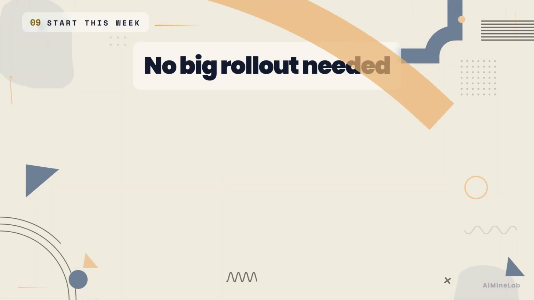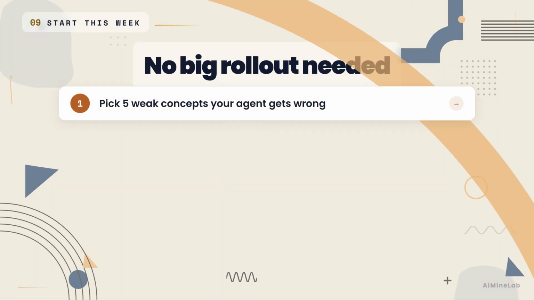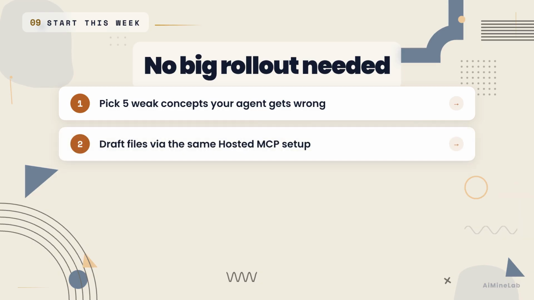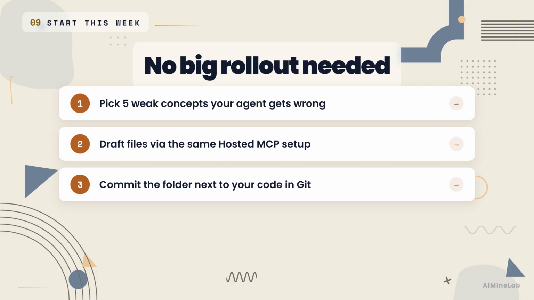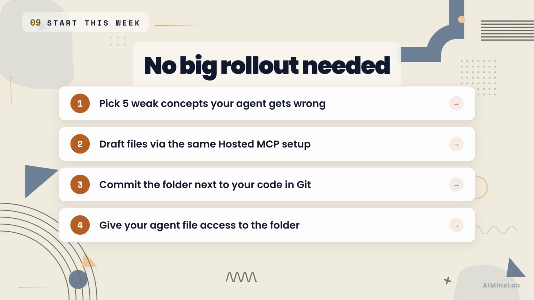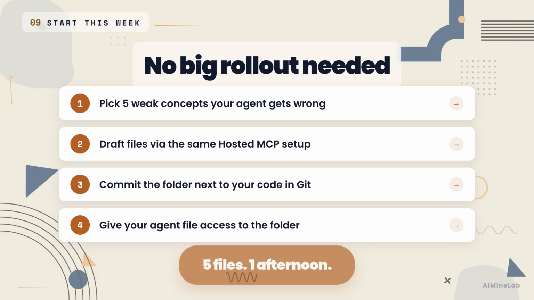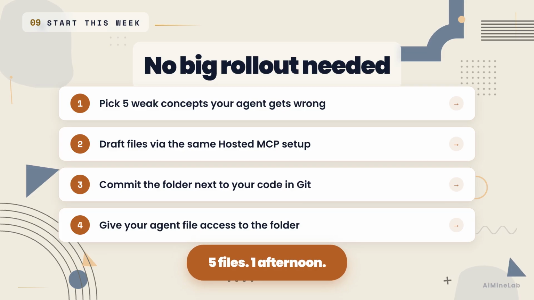Nobody needs a big rollout to try this. 1. Pick 5 concepts your deployment gets wrong most often. Maybe the top 3 custom schemas and 2 core metrics. 2. Point Claude Code at your org through the same hosted MCP setup from today, and ask it to draft concept documents the same way.